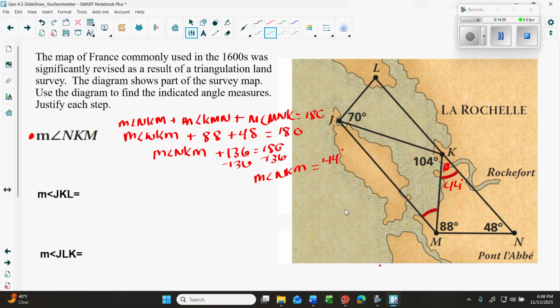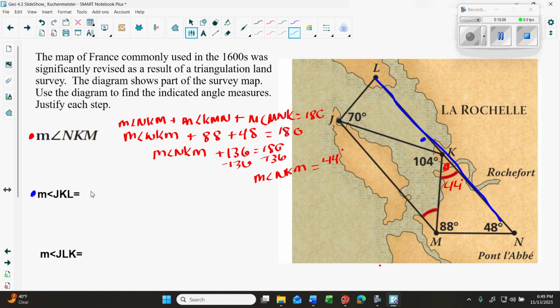All right, moving on to JKL. I'll switch to blue. JKL here is going to be this guy right here. You have the angle we just found, this angle here, and now the blue angle, and they are all part of this line right here. So this angle, with the 44 and the 104 and this one, is going to be equal to 180 because it's a straight line.